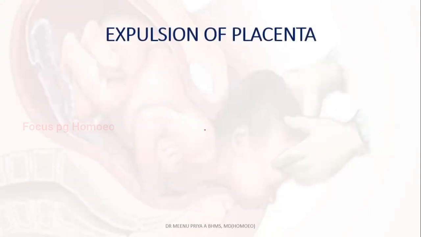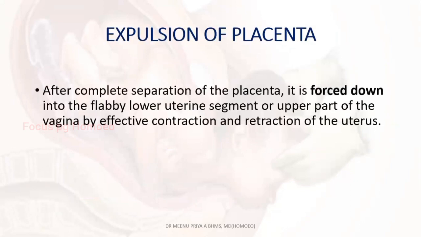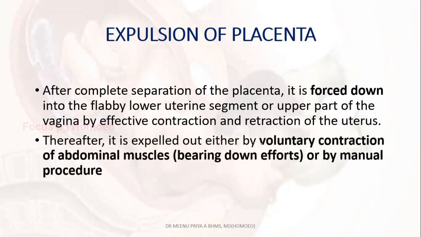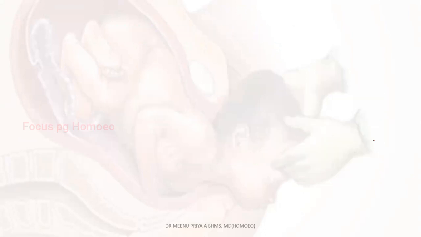Next, expulsion of the placenta. After complete separation of the placenta, it is forced down into a flabby lower uterine segment or the upper part of the vagina by effective contraction and retraction of the uterus. Thereafter, it is expelled out either by voluntary contraction of abdominal muscles, that is bearing down efforts, or by a manual procedure. So we saw that if active management is taken care of in the third stage, the time period is reduced. That usually happens through the manual procedure of expulsion of the placenta.